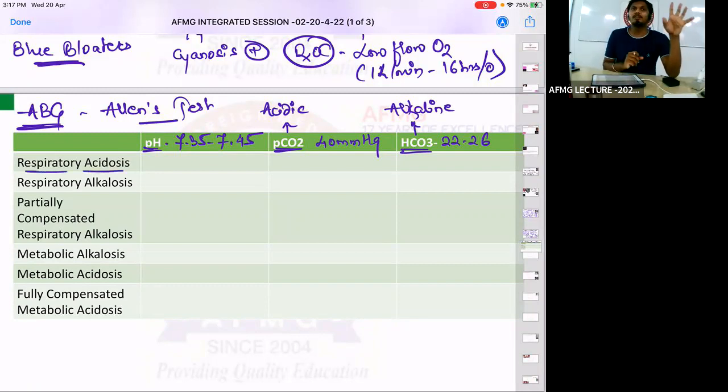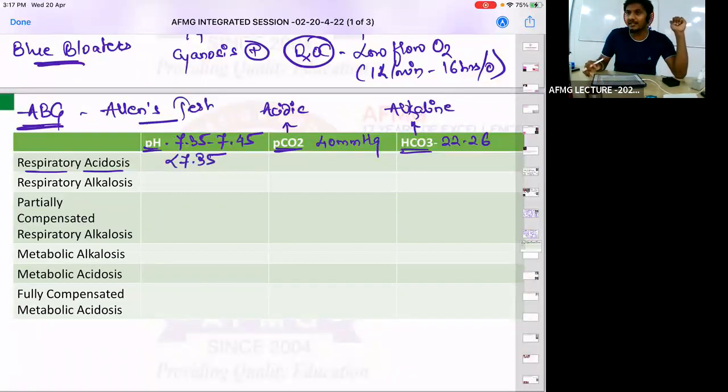ठीक है? So acidosis means the pH should be, so if the pH is less than 7.35, acidosis. If the pH is more than 7.45, alkalosis. ठीक है? तो वो 7 वाला फंडा pH स्कूल का भूल जाओ, बॉडी के pH के अकॉर्डिंग बोलेंगे. Less than 7.35, more than 7.45. If it is acidosis, pH should be less than 7.35.